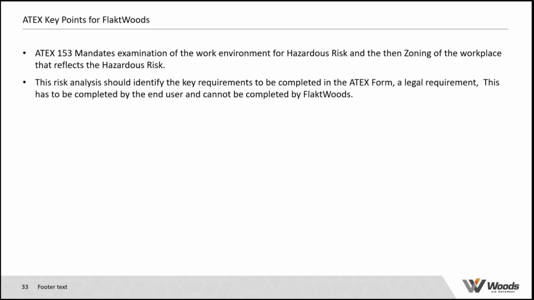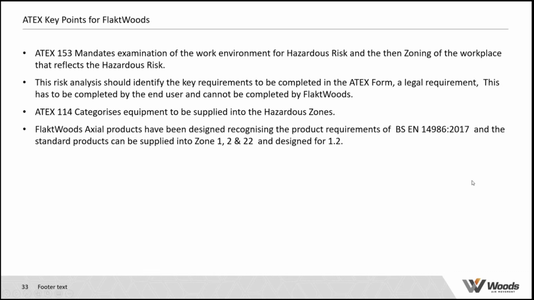Right. So the important thing for us, we need to know is that, again, 1453 mandates that risk environment. So that will be zoned. So then that legal requirement that we have to have our form before we can manufacture any product cannot be completed by Flakt Woods. I know that frustrates, but it's a fact of life. Someone has to take responsibility for analysing. So then we will supply the ATEX equipment to go into the zones.